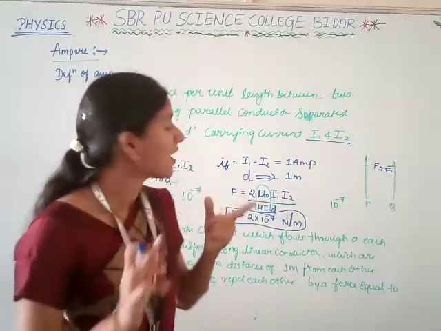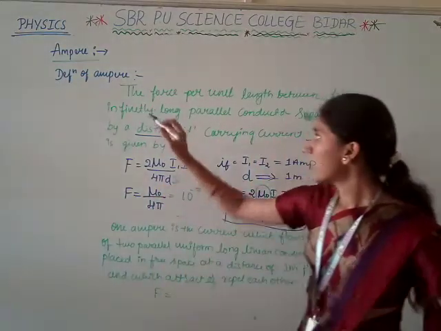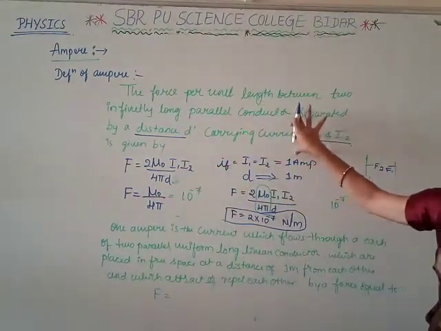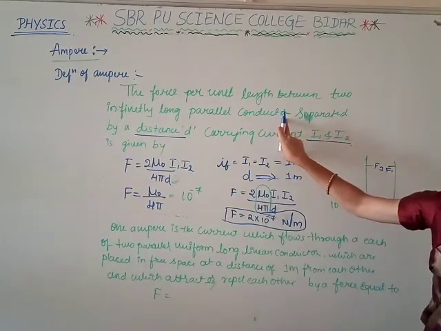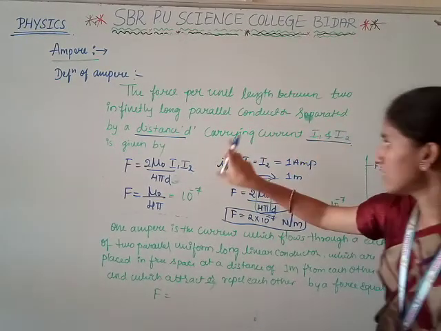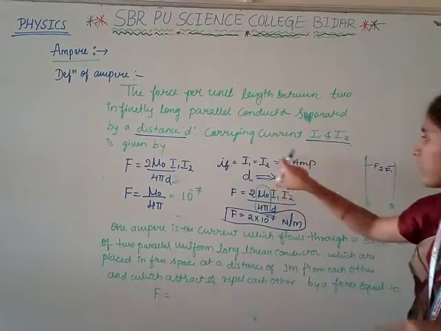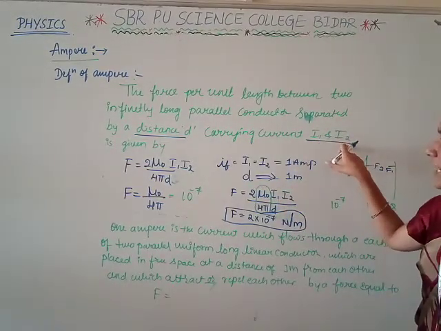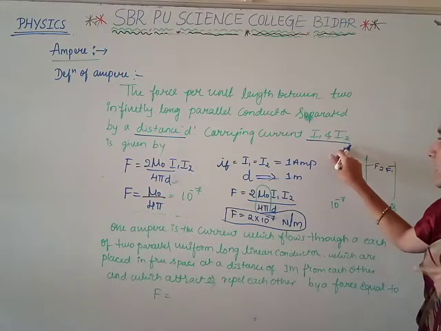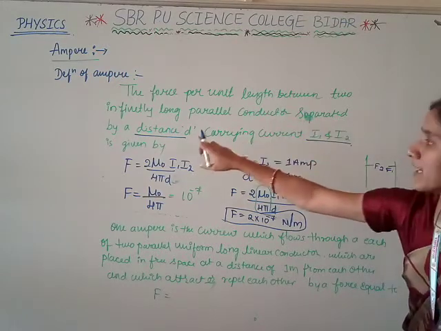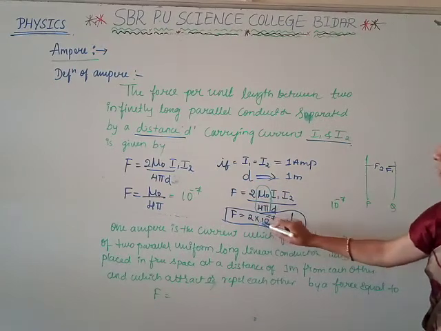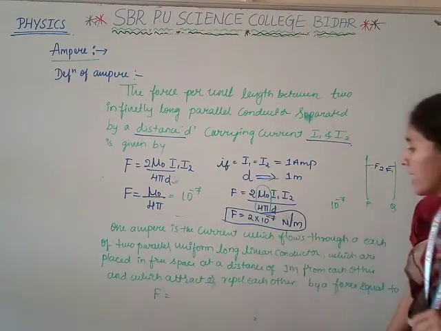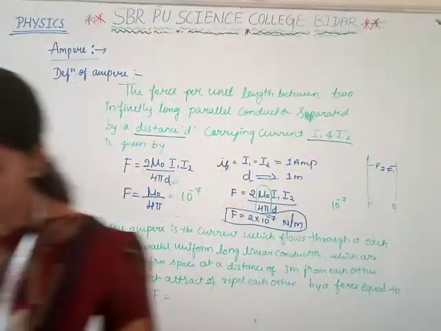Okay, the definition of ampere stated the force per unit length between two infinitely long parallel conductors separated by a distance d carrying current I1 and I2, in which if we consider the I1 and I2 value as 1 ampere and the distance between two parallel conductors is 1 meter, means the force value is 2 into 10 to the power of minus 7 Newton per meter.